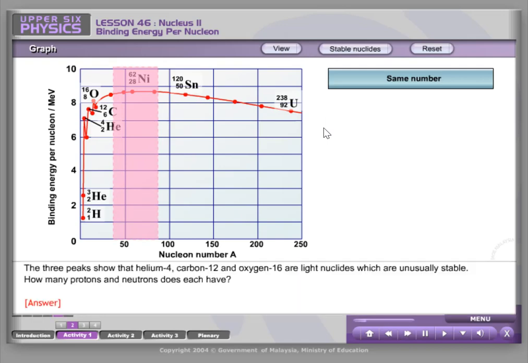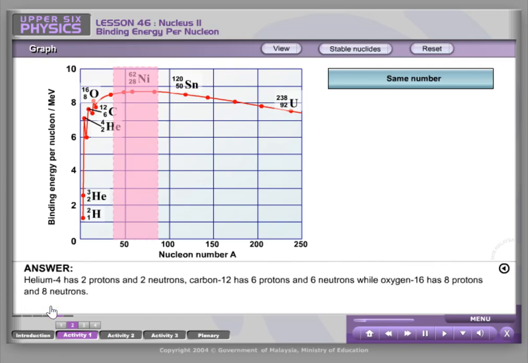The three peaks show that helium-4, carbon-12 and oxygen-16 are light nuclides which are unusually stable. How many protons and neutrons does each have? Answer: Helium-4 has 2 protons and 2 neutrons. Carbon-12 has 6 protons and 6 neutrons, while oxygen-16 has 8 protons and 8 neutrons.